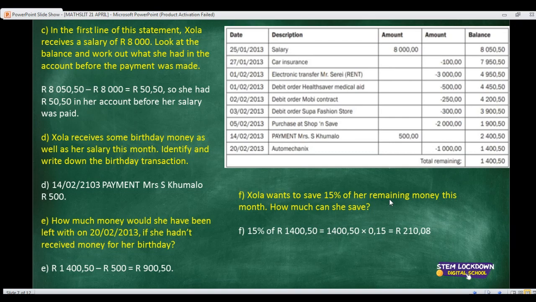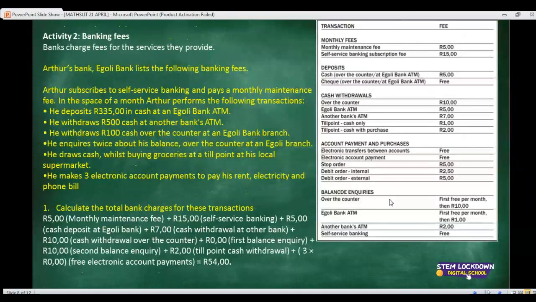Now we're working on banking fees. We've already worked on the bank statement, right? The banking fees are quite similar to that. Banking fees are the bank charges for the services. So this is how much the bank would charge you for every transaction. You see on the right hand corner, it gives you the detail. This is the basic structure they have.